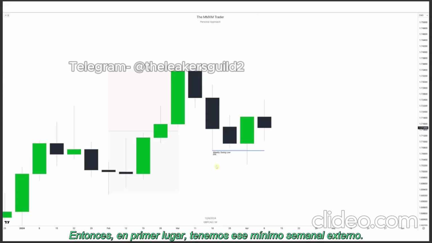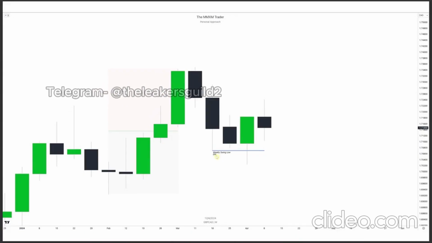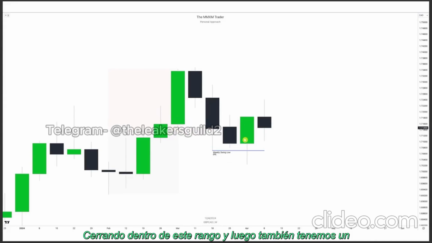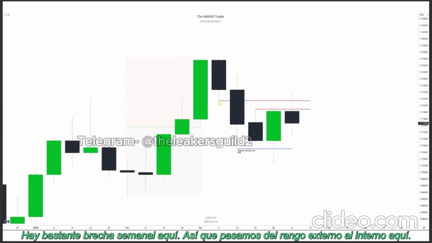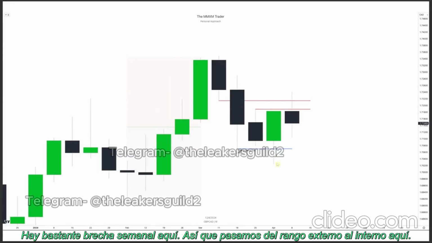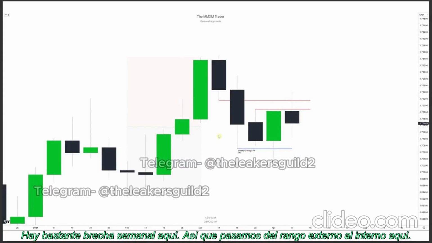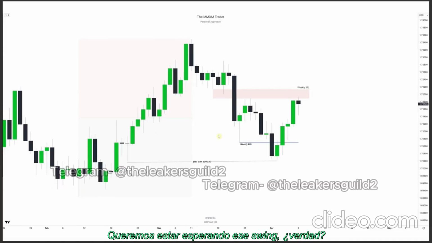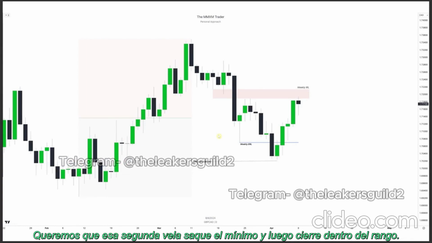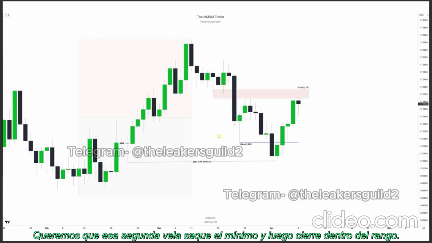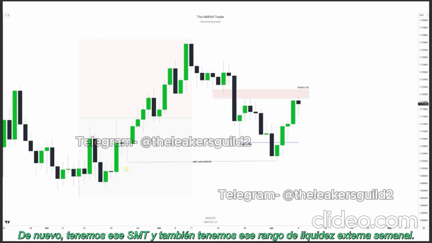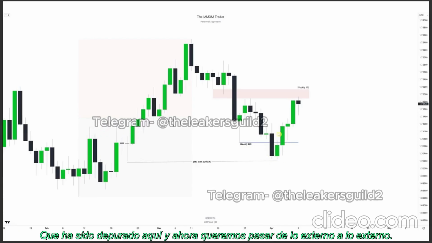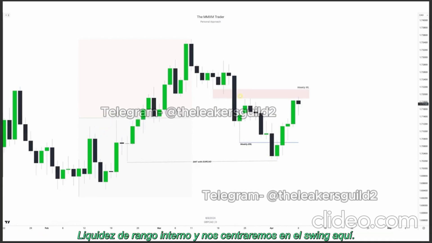So first of all, we've got that weekly swing low external range liquidity down here, right? So we've got us closing inside this range, and then we also have a weekly fair value gap here. So we go from external back to internal range over here. Now going into the daily time frame, we want to be waiting for that swing, right? We want to have that second candle take out the low and then close inside of the range. So again, we've got that SMT. We've got that weekly external range liquidity as well, which has been purged over here. And now we want to go from external into internal range liquidity.